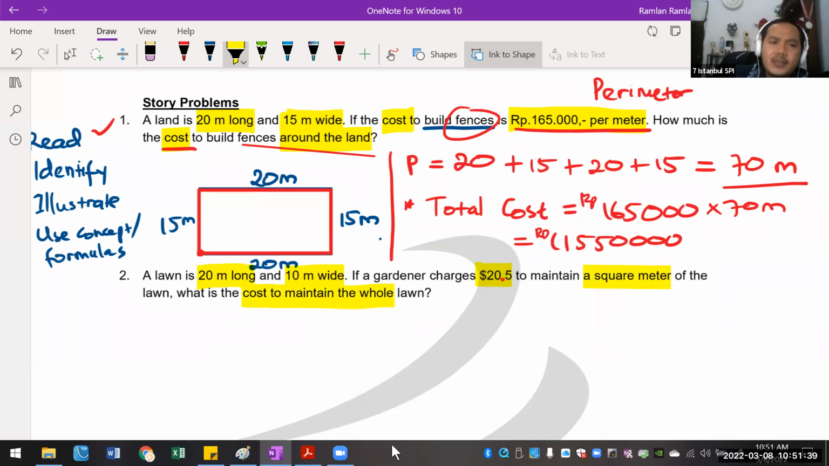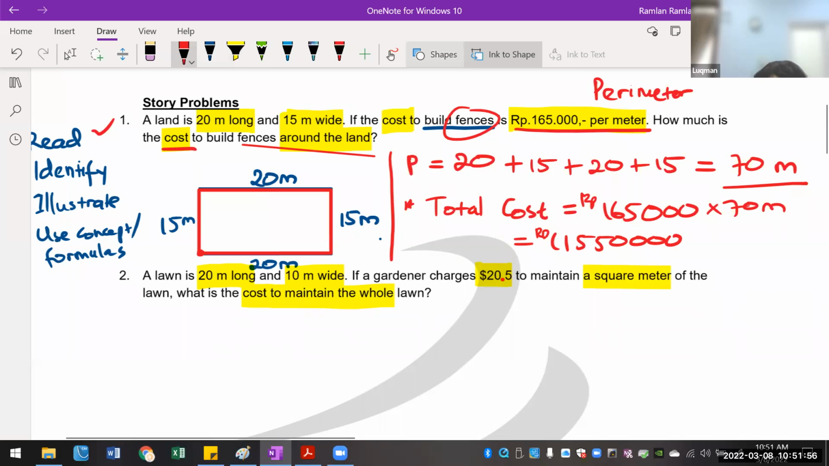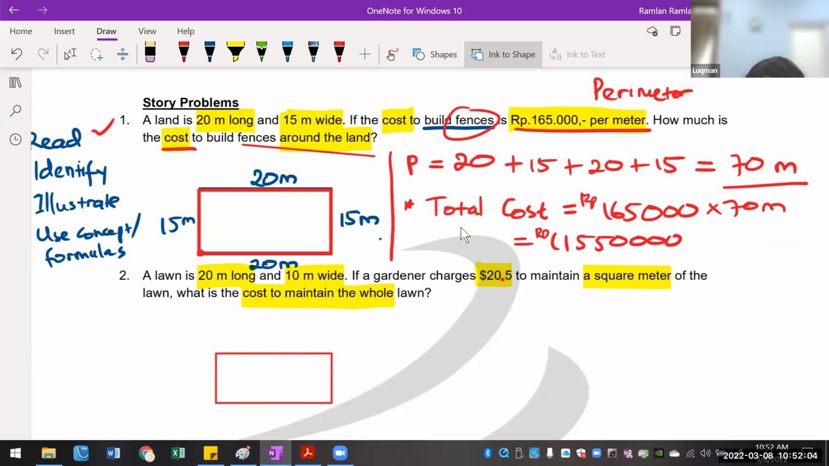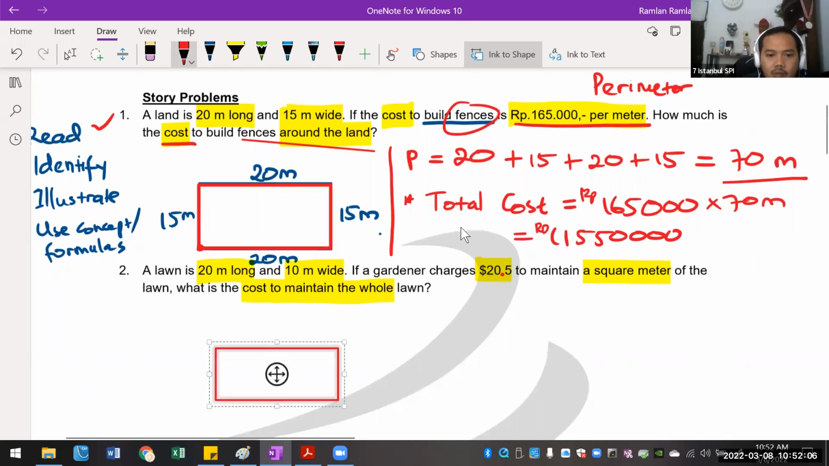Okay, so after we read the question, we need to identify what is actually the shape of this lawn. I'm gonna go to Lukman. Lukman, can you help me with this? Lawnnya 20 meter sama 10. Itu bentuknya apa? What is the shape? Rectangle Pak. Rectangle. Okay, I'm gonna draw a rectangle here. So where should I put the 20 and where should I put the 10?